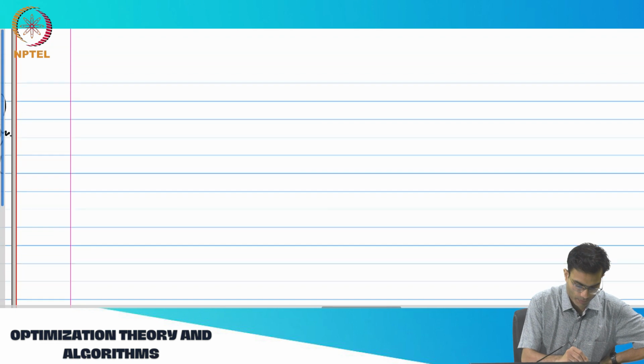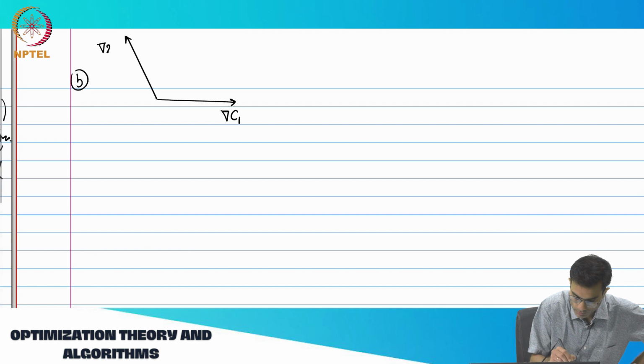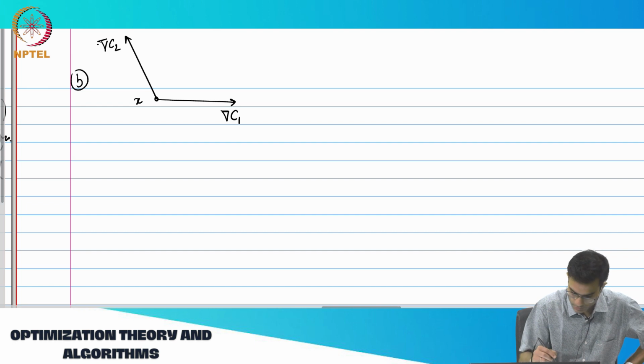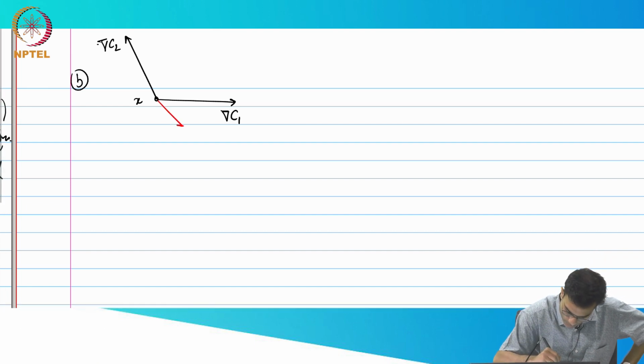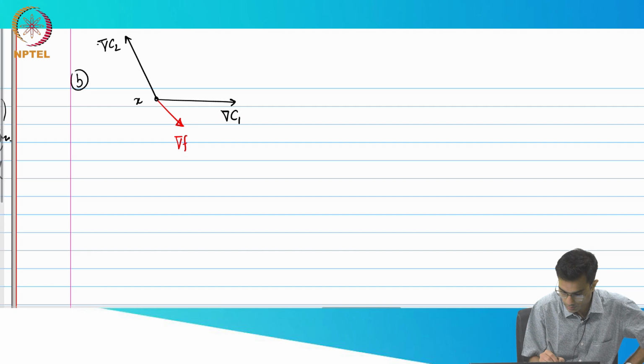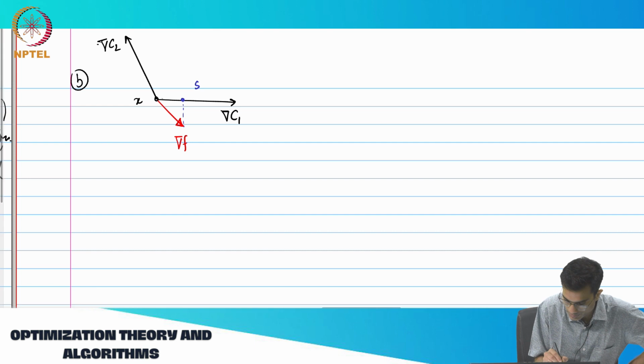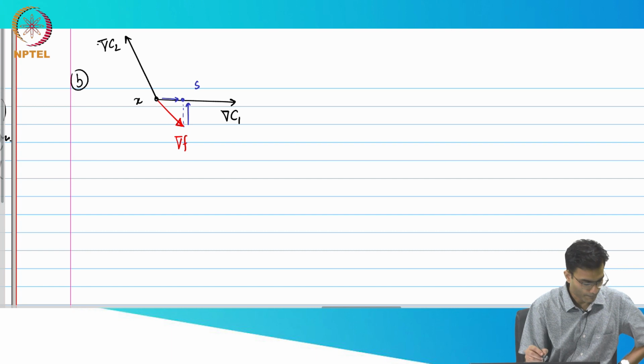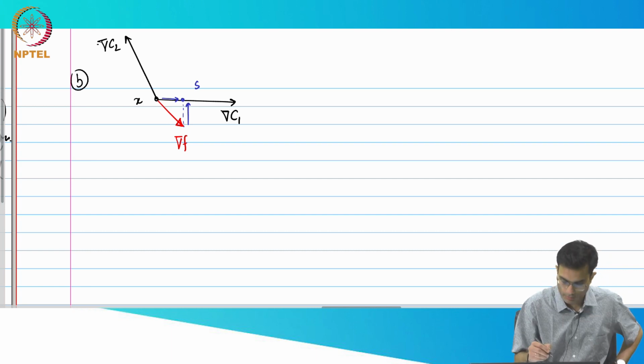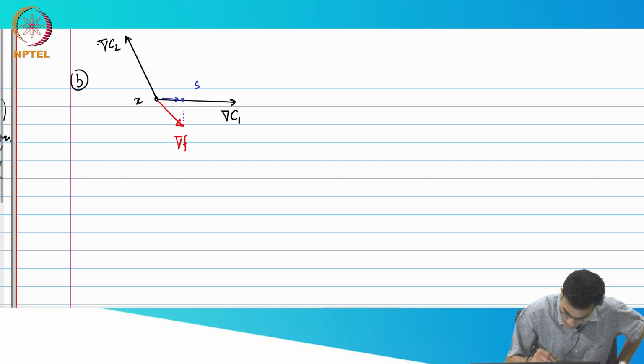The next part will be to show feasibility, right? So B, let's look at feasibility. I'm going to draw this once again. Grad C1, this is my X, this is my grad F, this is my S. I'm not going to draw this now, we'll just keep this as a way.